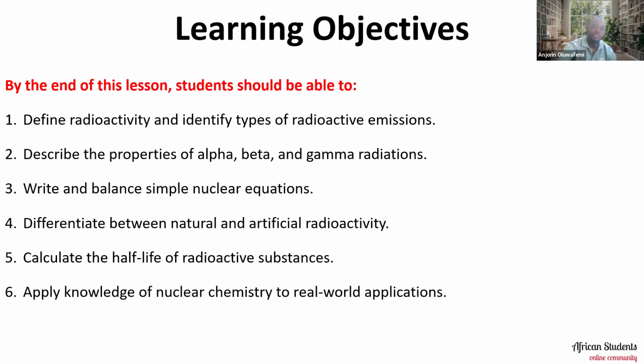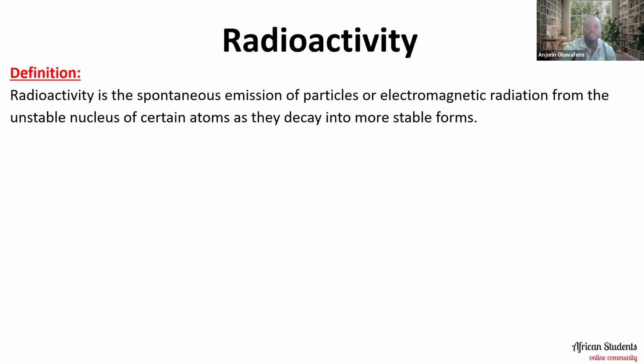So let's start off with nuclear chemistry and talk about radioactivity and give a simple definition of what radioactivity is. Radioactivity basically is the spontaneous emission of particles or electromagnetic radiation from the unstable nucleus of certain atoms as they decay into more stable forms. That's what radioactivity is basically.